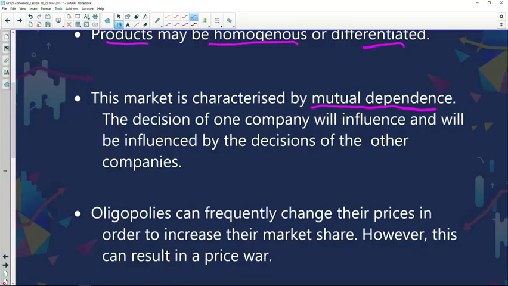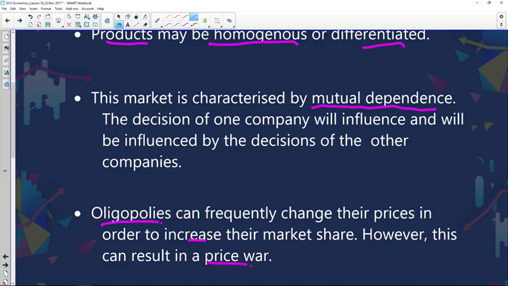Also, if company B decides to make changes, those changes will influence the pricing strategy in my business, because we are the only two producers of that particular product. So just be aware that there is mutual dependence in this market, because decisions in one company will influence and be influenced by decisions of the other company. And then also, oligopolies can frequently change their prices in order to increase their market share. However, this can result in a price war.